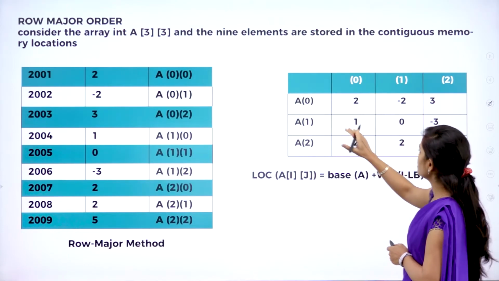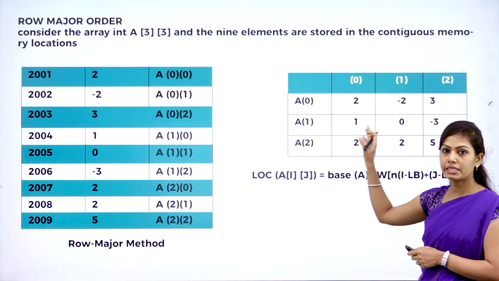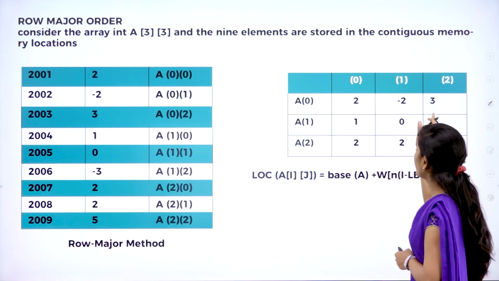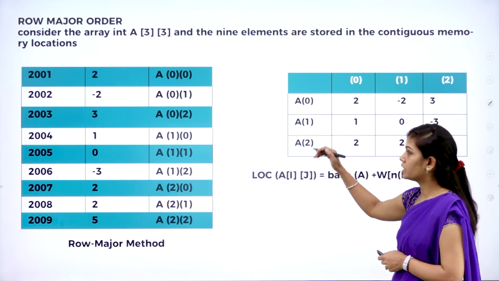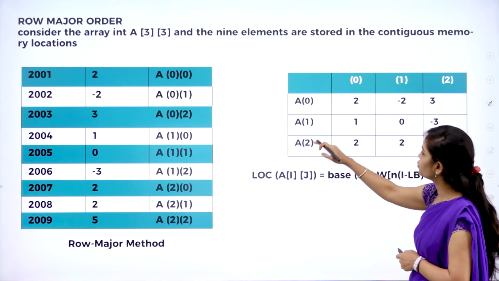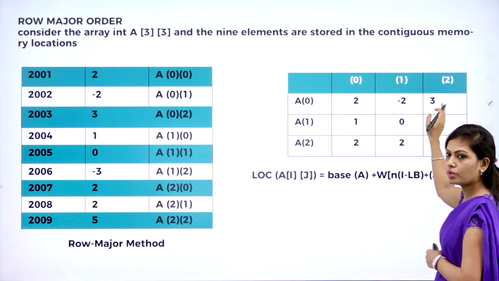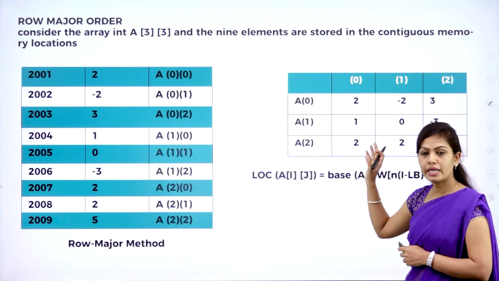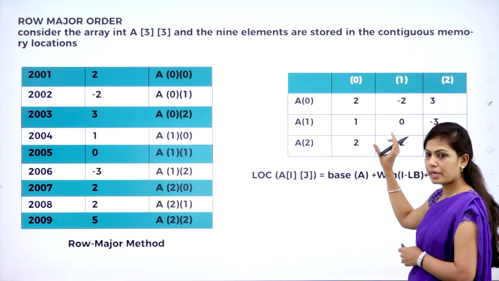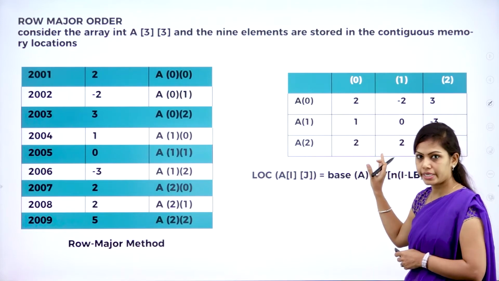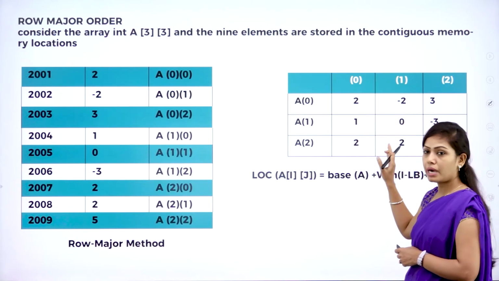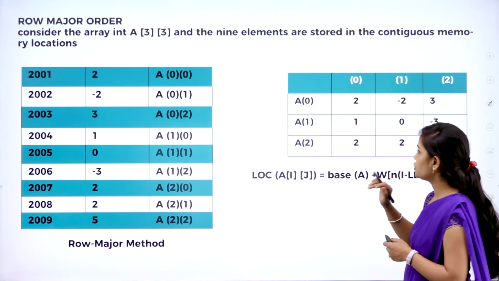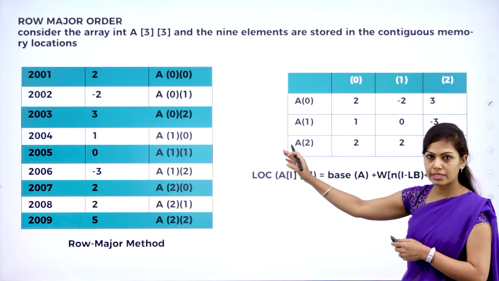Here I have taken some elements in the form of a 3 cross 3 matrix, 3 columns and 3 rows, that is A of 0, A of 1, A of 2, and columns 0, 1 and 2. Here we have 9 elements. Here I assumed 9 elements, that is a 3 cross 3 matrix. In a 3 cross 3 matrix, how to represent in row major order? I will show you how to represent in row major order.